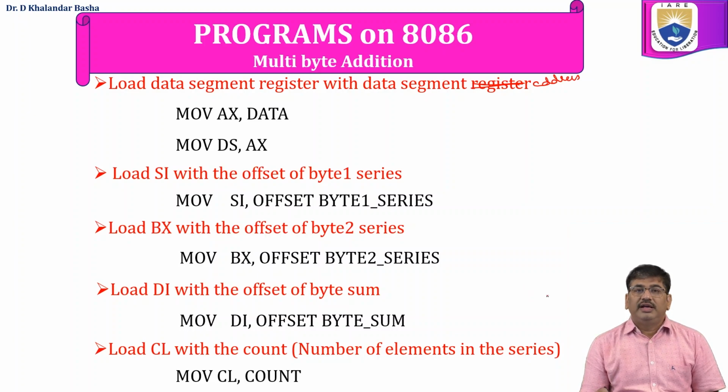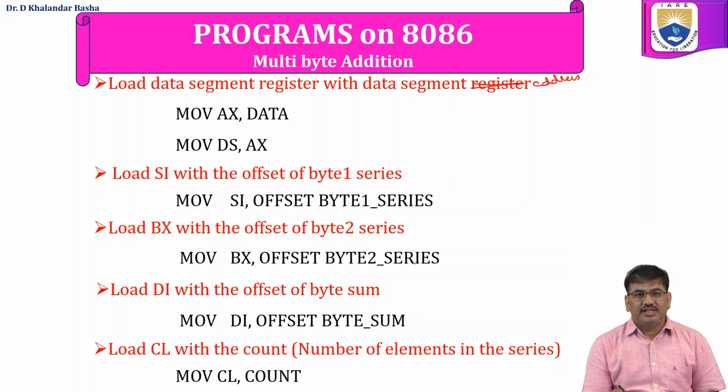Next, in the data segment, we have defined a few locations. The first location is for byte 1 series. For fetching the address, that is the offset value of this variable byte 1 series, into the SI register, we use the instruction MOV SI, offset of byte 1 series. This instruction will load the SI register with the offset of byte 1 series.